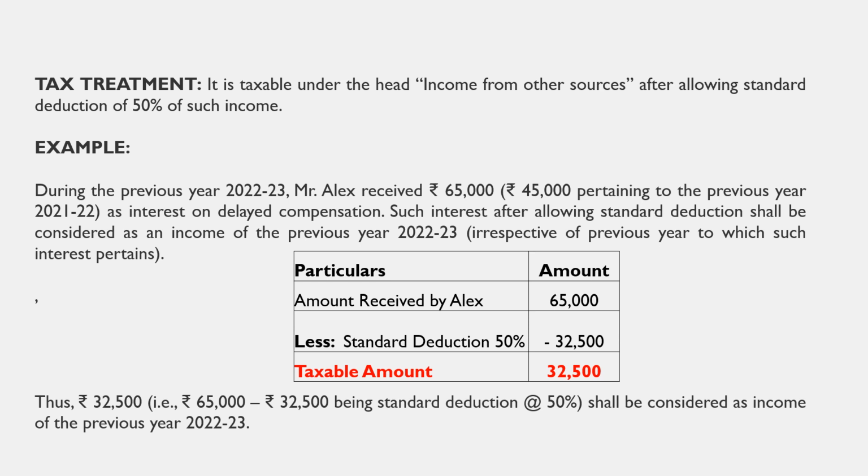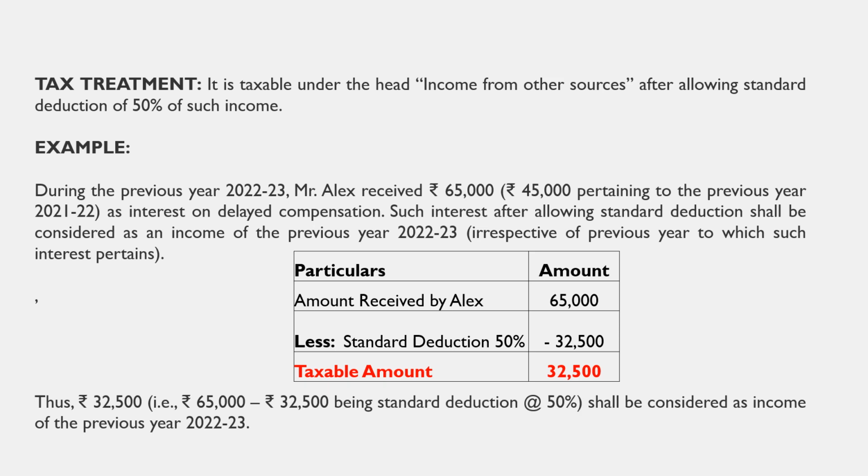Here we can see that 45,000 belongs to the previous year, but it has been paid in the next financial year, that is 22-23. So, as mentioned in the table, the amount received is 65,000. What is the standard deduction as per the Act? It says that 50% of the income has to be deducted. So 65,000 divided by 2 gives 32,500, and whatever amount is left over, that is 32,500, is taxable.